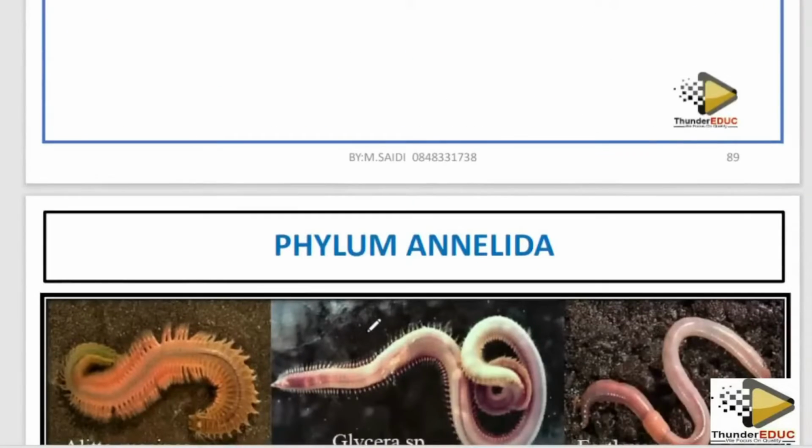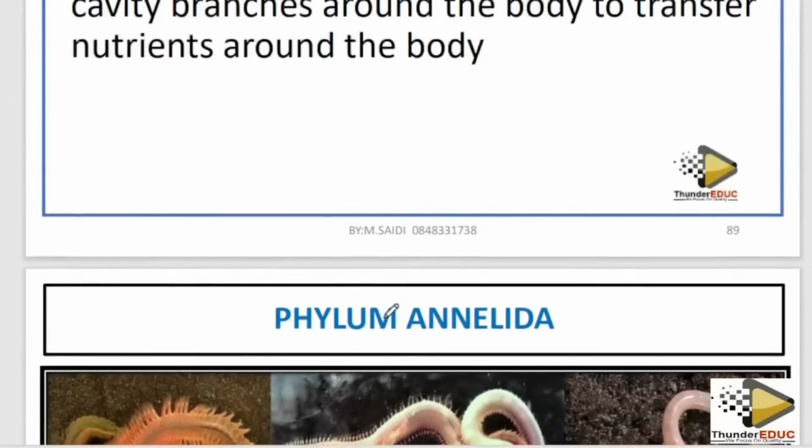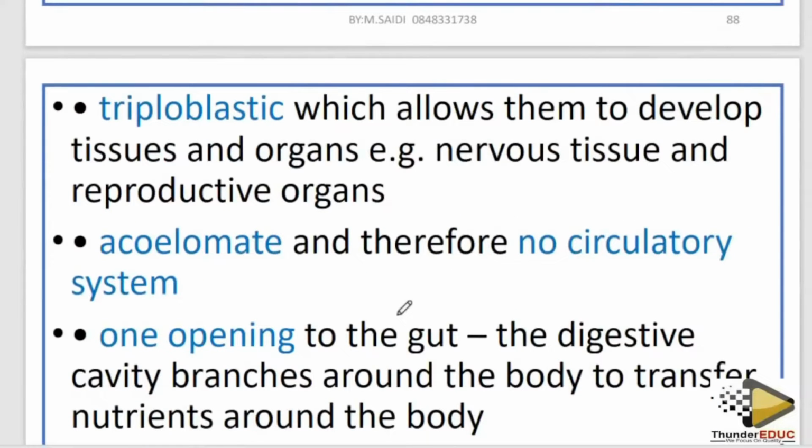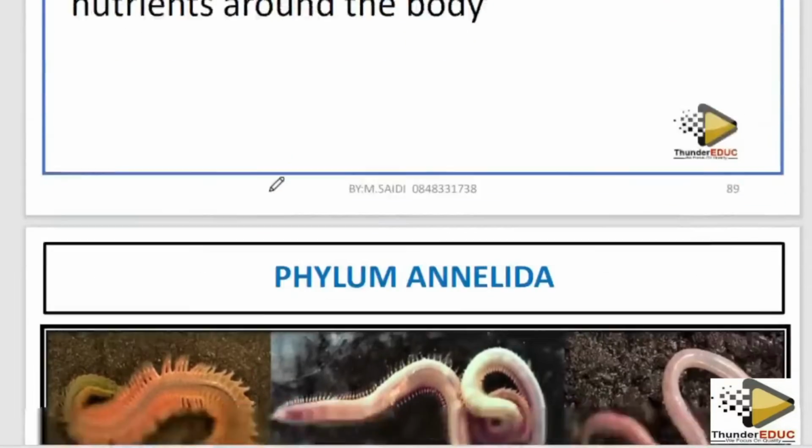So please, these ones, they don't ask you. If they are to ask you, we like to ask you cephalization, coelom, and then triploblastic. Those are the three things we like to ask about. So please go when you know them. That diagram I've shown you.